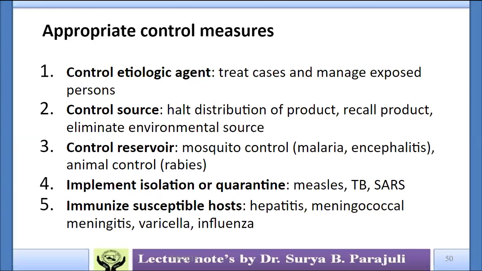Control reservoirs like mosquitoes, to control malaria and encephalitis. Animal control for rabies, rat control with possible rodent prevention methods. Implement isolation and quarantine in the context of COVID. You all see the condition of isolation and quarantine in Nepal and India. Immunize susceptible hosts, like against the possible threat of meningococcal meningitis and influenza.